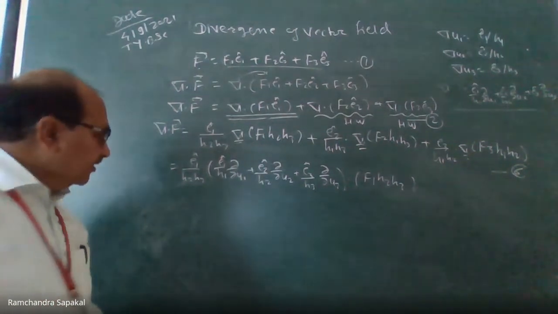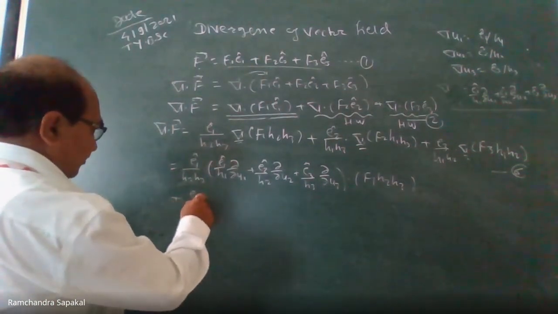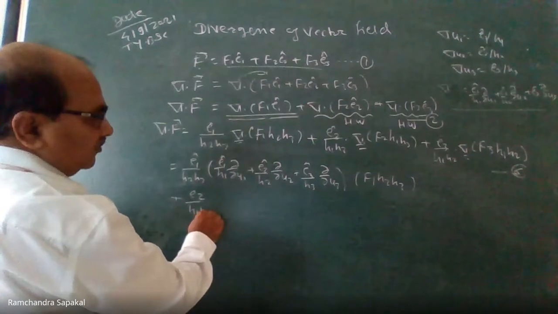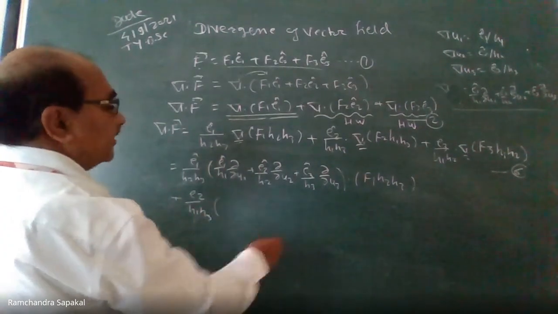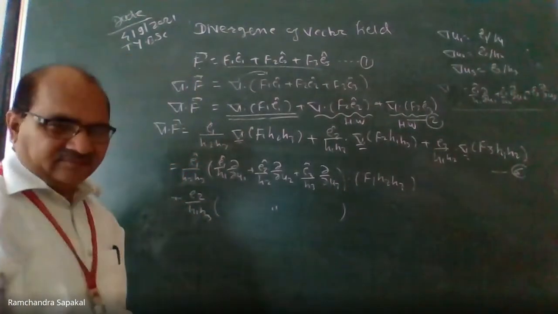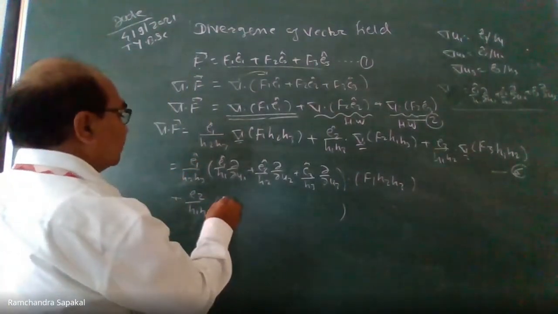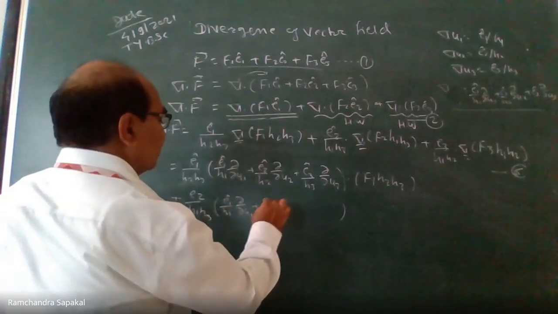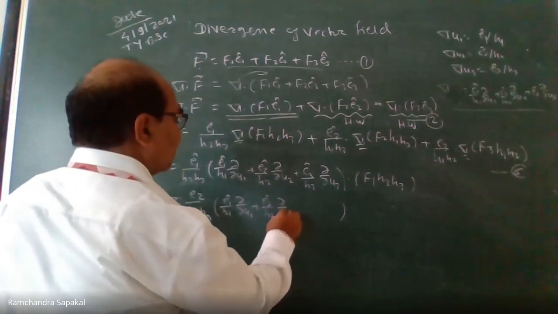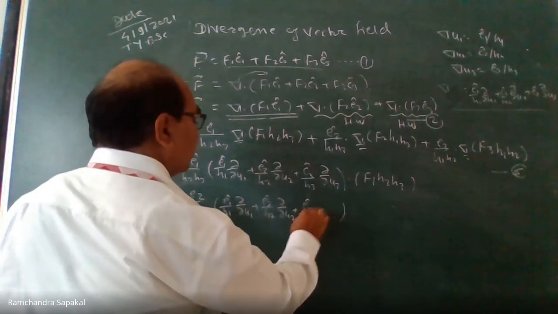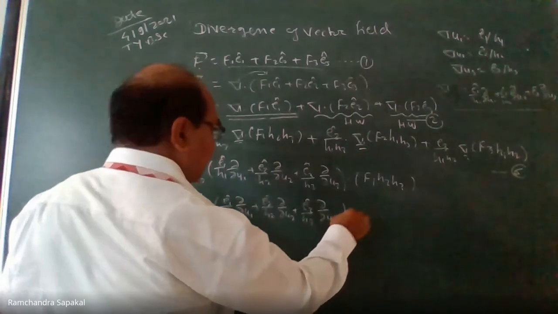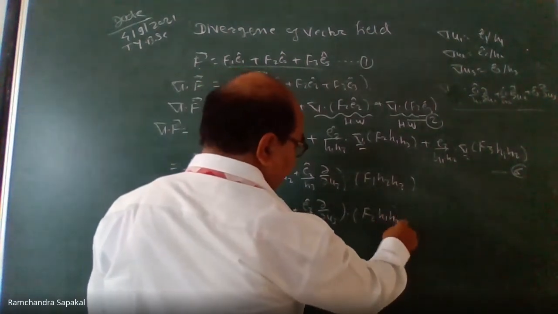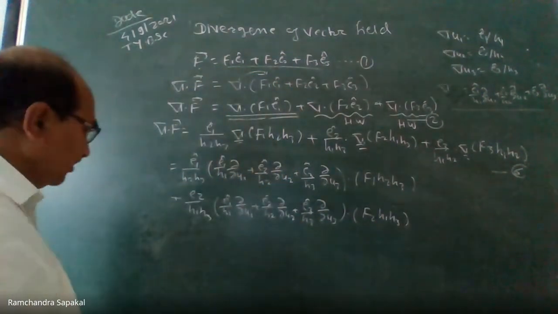Keep a little space there for the second term. Plus the second term, where is it? So this is E2 upon H1 H3 into the bracket. So this del as it is: E1 upon H1 del by del U1, plus E2 upon H2 del by del U2, plus E3 upon H3 del by del U3, dot F2. So that is F2 H1 H3. Third term.